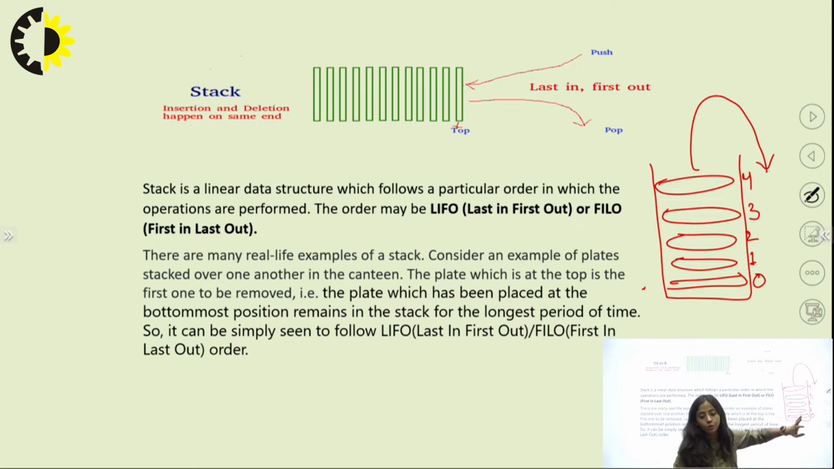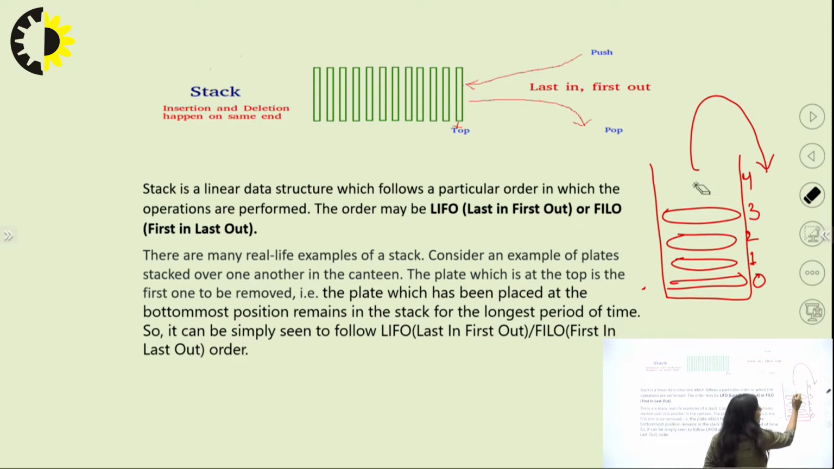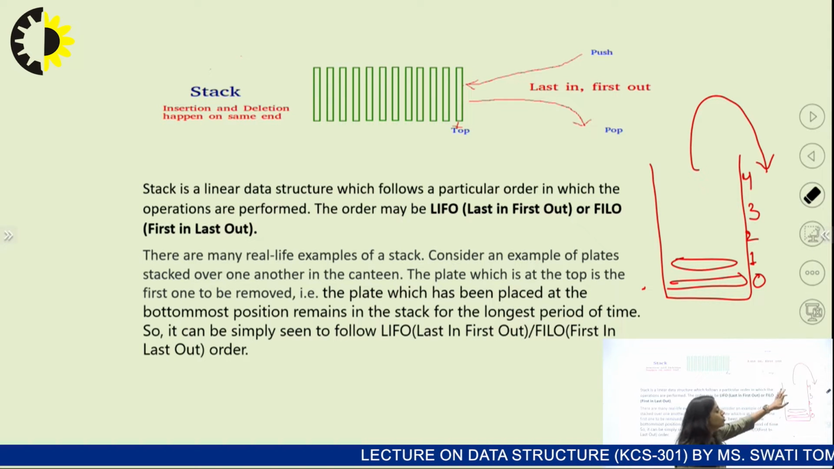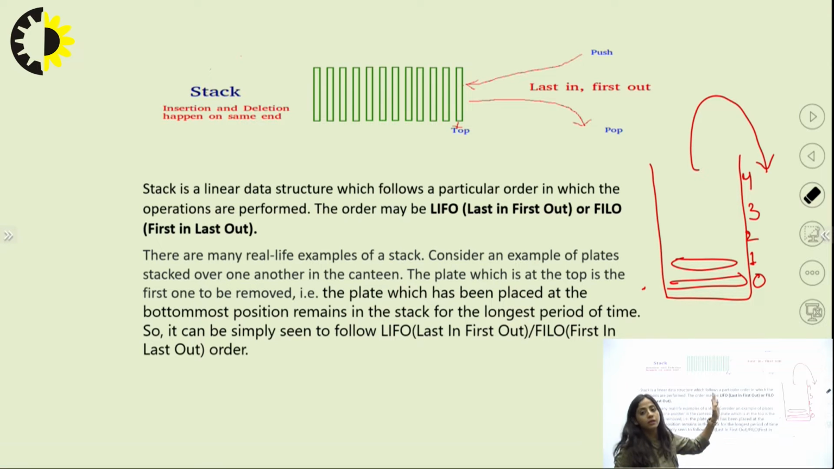Now, when I want to remove these plates, how will I remove them? One by one. Okay. So, first of all, I will take this one out. Then I will take this one out. Then I will take this one out. See? So, that is why the stack follows what? The stack follows linear last in, first out. The last one to come inside will be the first one to go out. Okay. Or we can also say that the stack follows the pattern of FILO, or first in, last out. The first plate to go inside the stack will be the last one to come outside the stack. Okay.